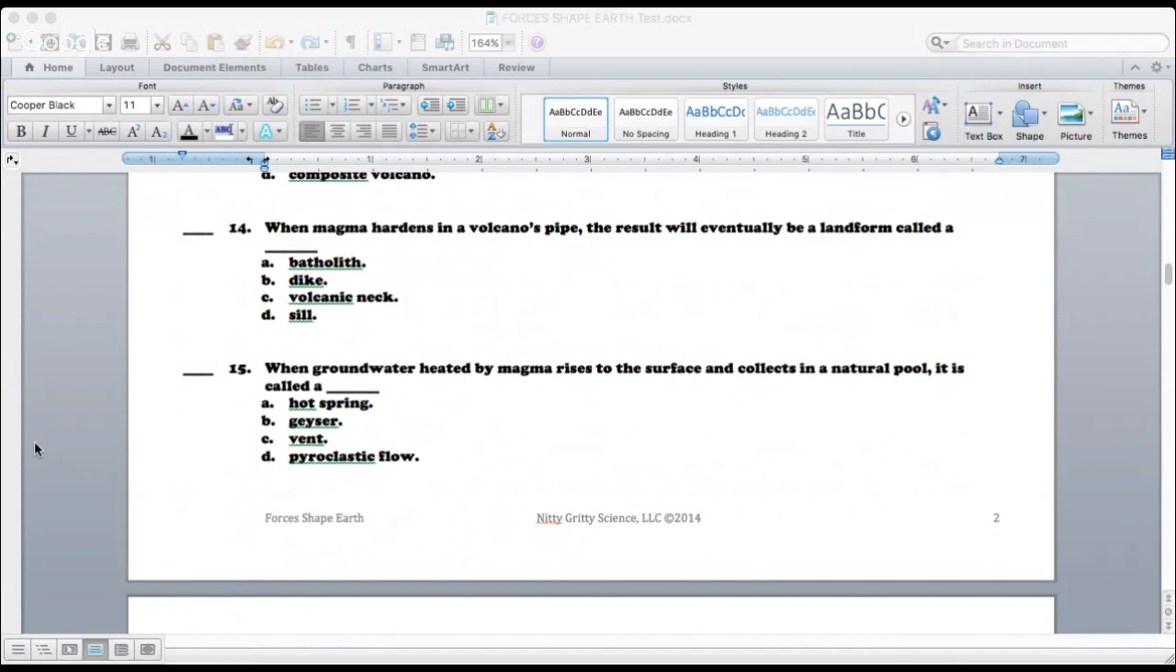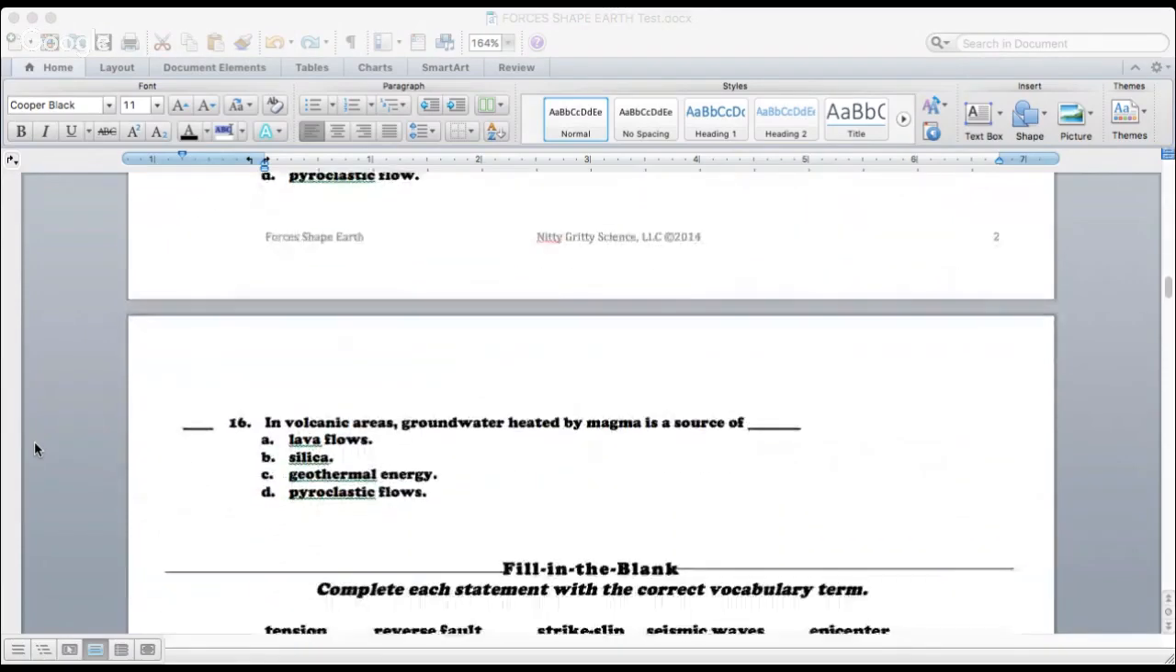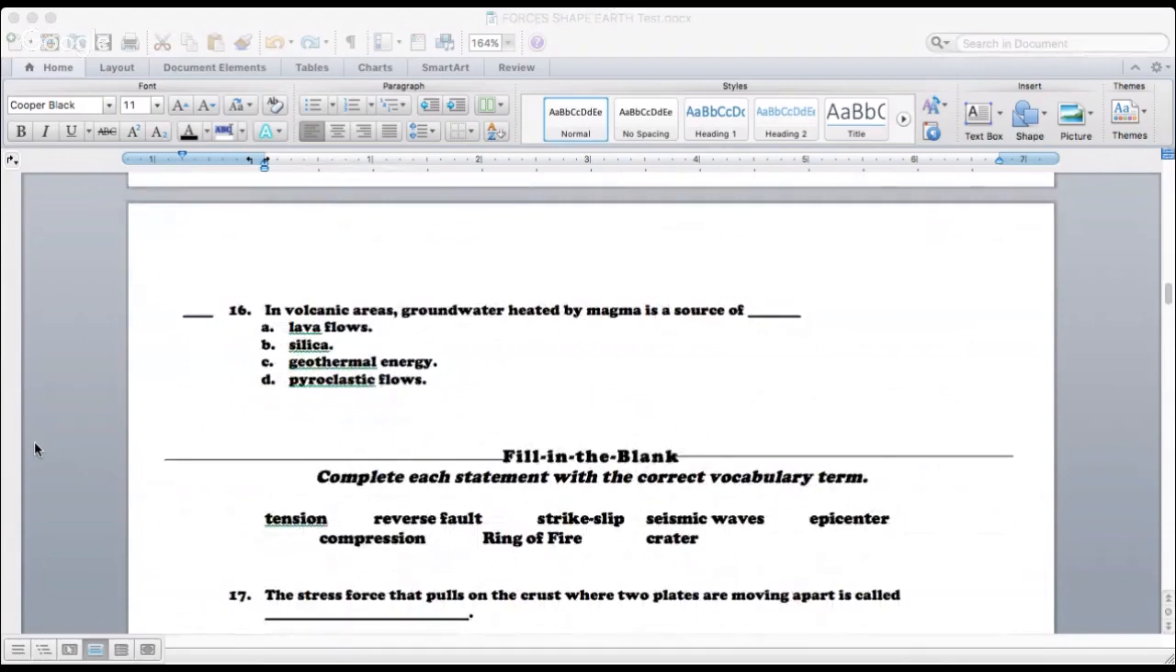15. When groundwater heated by magma rises to the surface and collects in a natural pool, it is called a A. Hot spring, B. Geyser, C. Vent, D. Pyroclastic flow. Number 16. In volcanic areas, groundwater heated by magma is a source of A. Lava flows, B. Silica, C. Geothermal energy, or D. Pyroclastic flows.